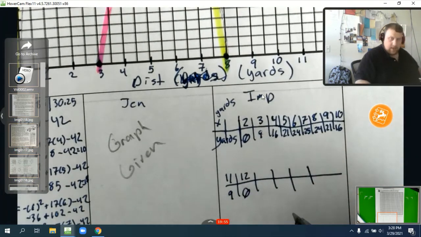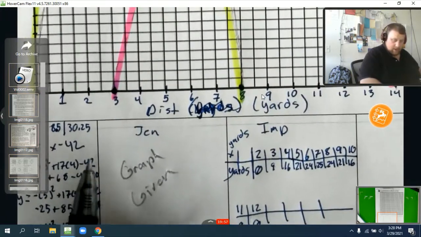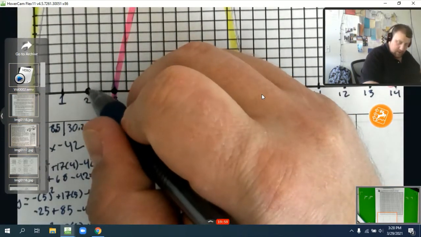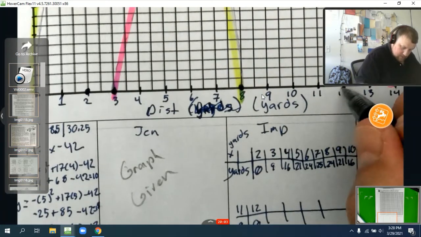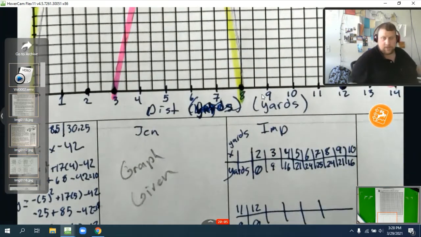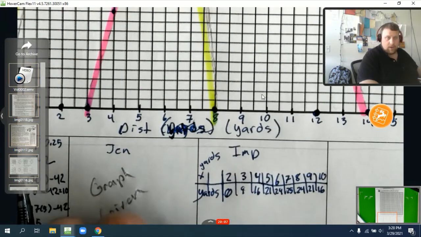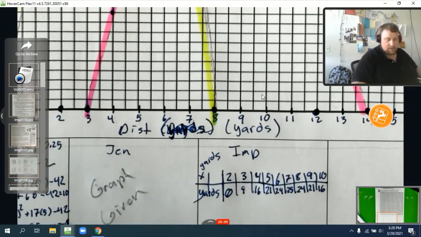So this one is going between what? It's going between 2 and 12 yards. So this one travels a total of 10 yards.